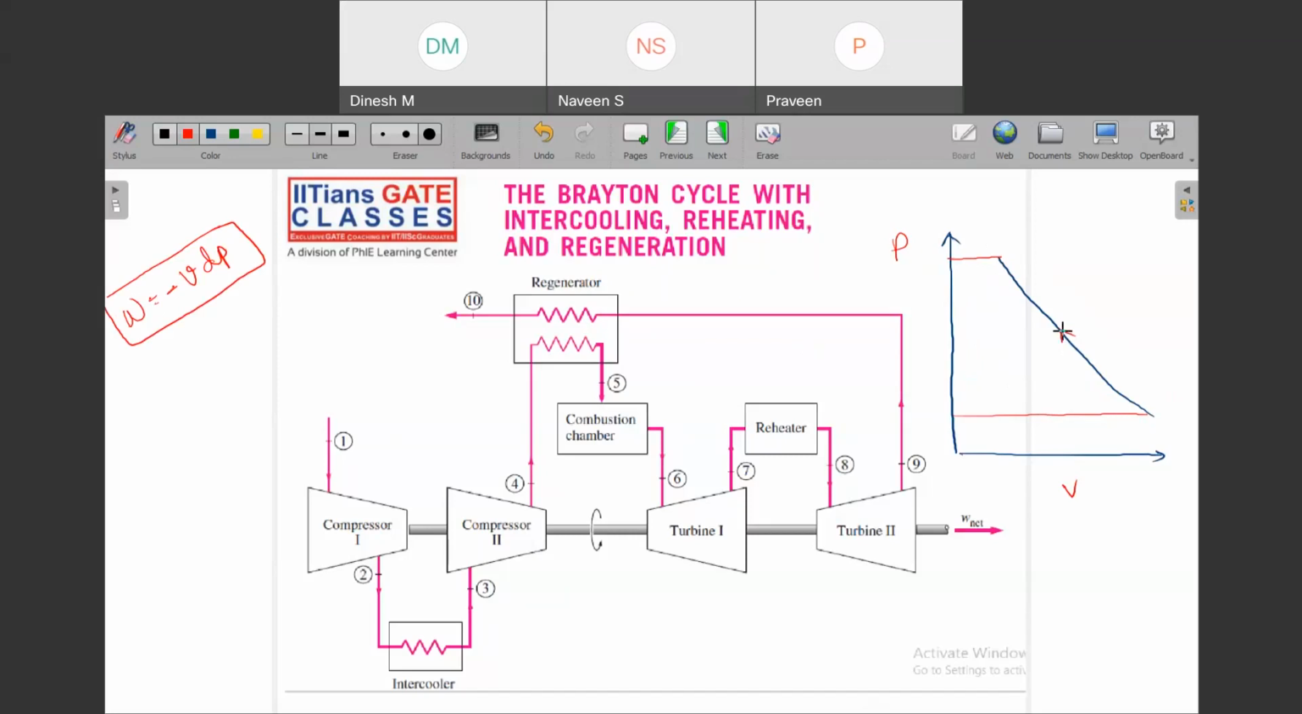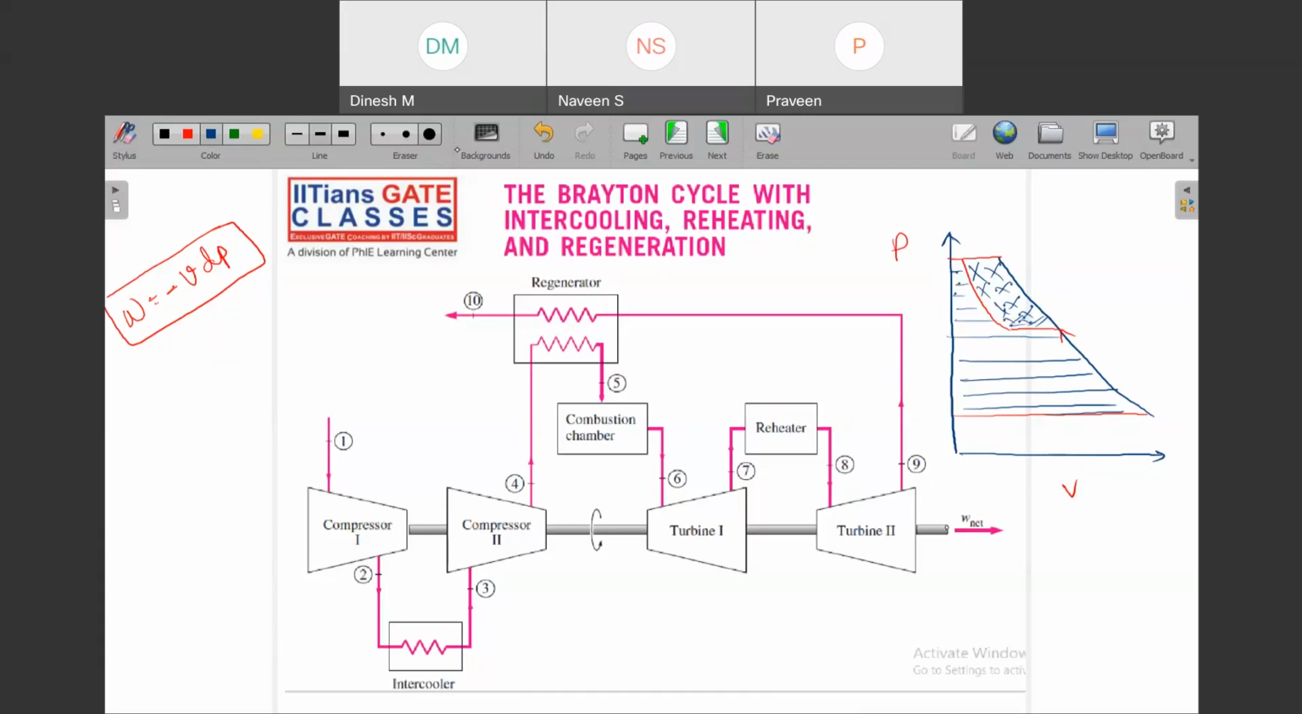Now if you are trying to intercool it, then what you would do is compress till this point, then slightly deviate, and then compress it again to P2. So can you see your new area is what? Your new area is this one. This is only the work you have consumed, right? So this is the amount you are able to save through intercooling. I hope the idea is clear.